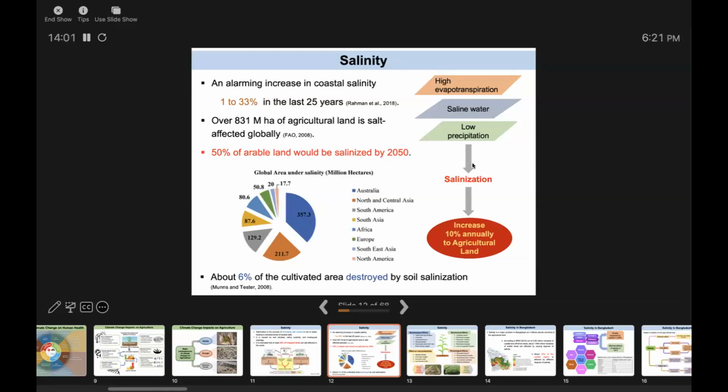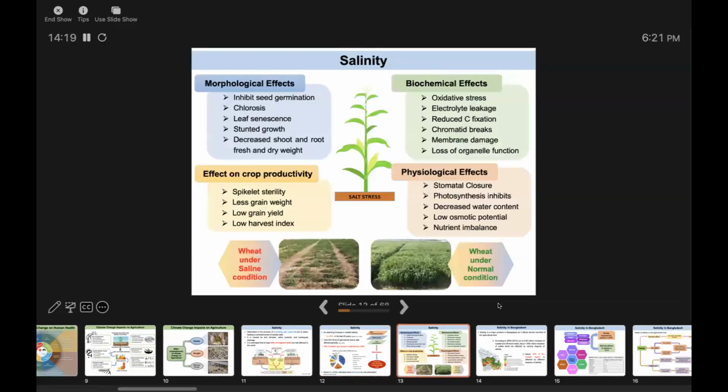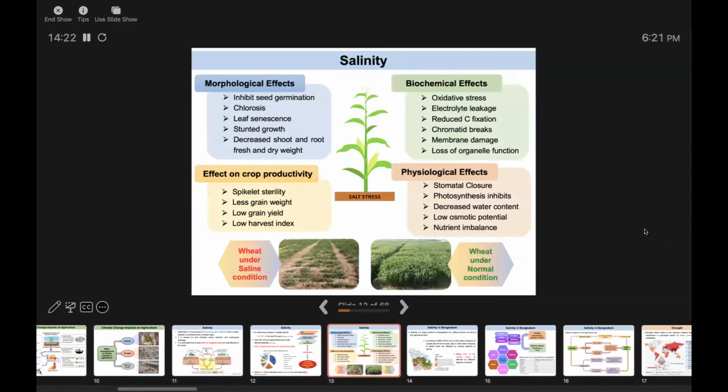So high evaporation, saline water, low precipitation, all these things cause salinity and increase 10% annually to agricultural land. And for that increase in salinity, about 6% of the cultivated area is destroyed by salinization. So salinity, as we mentioned, and climate change cause the hampering of plant physiological growth. Here we can see salinity has particular impacts: morphological, biochemical, productivity, and physiological.